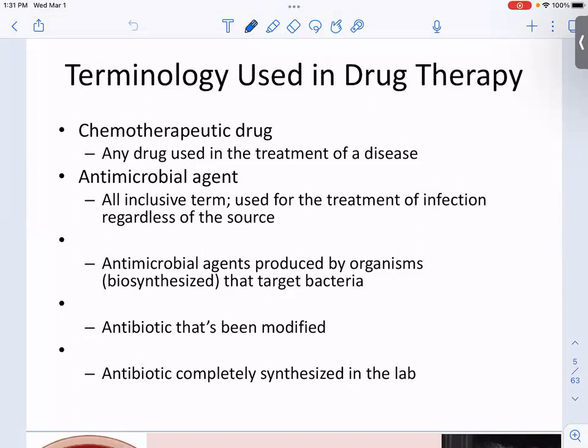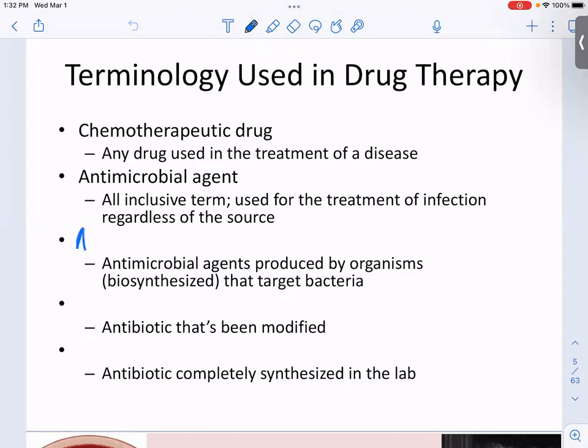So thinking about some terminology here before we move forward. And hopefully those of you that want to be pharmacists, this is especially interesting. Any drug that's considered a chemotherapeutic agent. When we think about chemotherapy, we think about cancer drugs, but technically, by definition, that's any drug that's used in the treatment of any kind of disease. And then an antimicrobial agent is one that's used for some kind of infection. It could be caused by a protozoa, it could be caused by a fungus, for example.